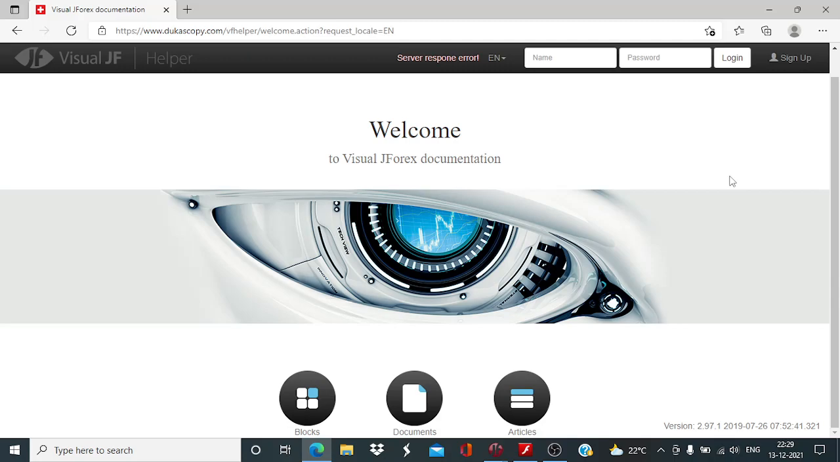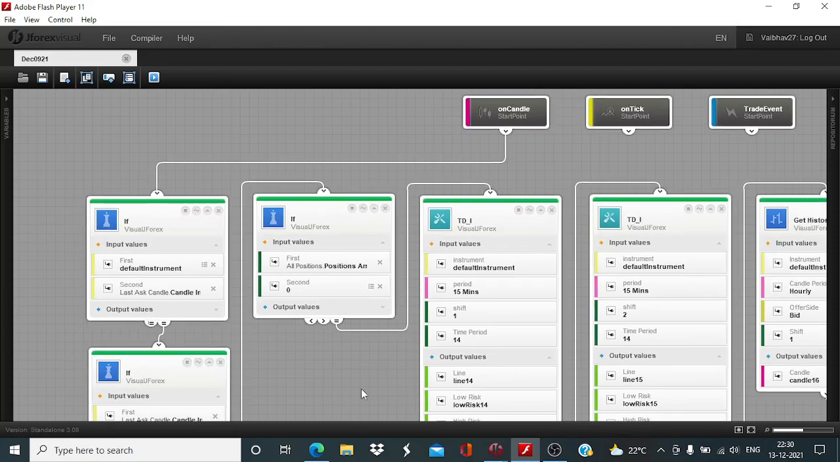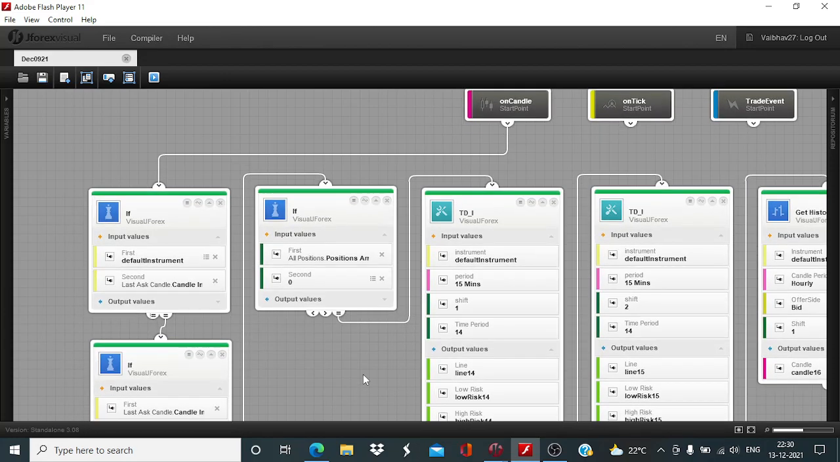Myself Vaibhav. I welcome all of you to today's third and final session of the Visual JForex series involving the indicator TDI, which stands for Tom DeMark indicator. This is the session in which we will be completing the sell side of the equation. So now let us get back to the Visual JForex board, which has been developed by Dukascopy Bank SA.